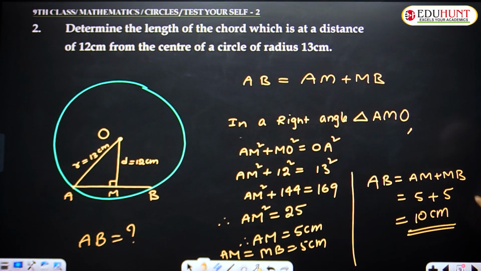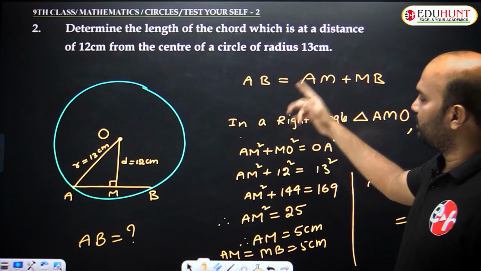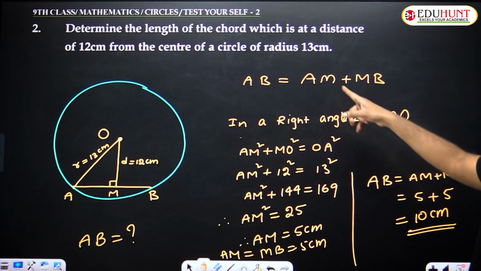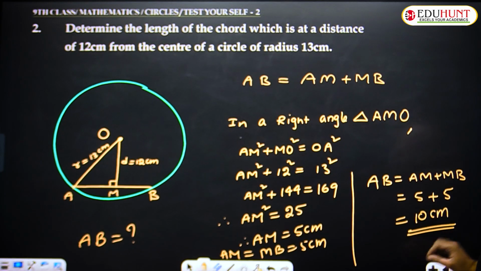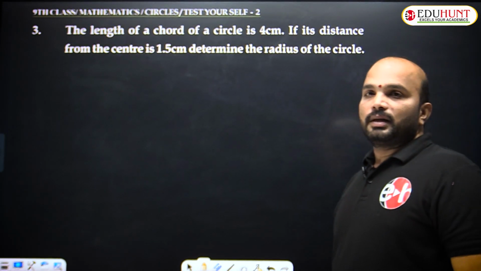Am I clear? The question asks for the length of the chord, that means AB length. AB equals AM plus MB, so 5 plus 5, 10 centimeters is the required answer. Am I clear? So let's go to question number 3.